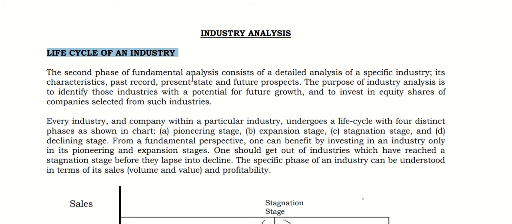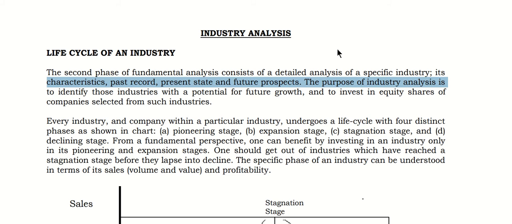So the second phase of fundamental analysis consists of a detailed analysis of a specific industry, its characteristics. So what do we study in industry analysis? The characteristics of the industry. Second, the past records of the company, industry. Then present state and future prospects, so that where is the industry going right now? The purpose of industry analysis is to identify those industries with a potential future growth.